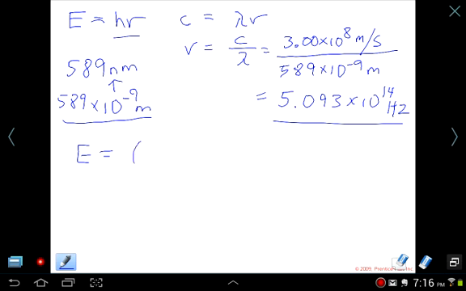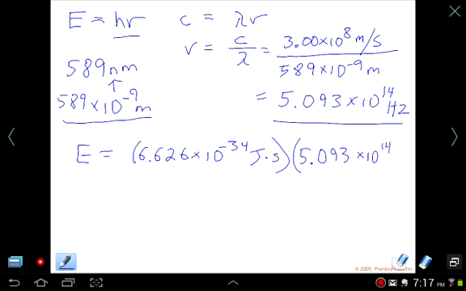So we'll do 6.626 times 10 to the negative 34 joule seconds. And the units for Planck's constant are joule seconds, essentially just so that way we cancel out to give energy in units of joules. And then multiply now by a frequency, which is 5.093 times 10 to the 14th inverse seconds. So let me go ahead and put inverse per second. That way you'll see our seconds cancel out and we're left with joules.